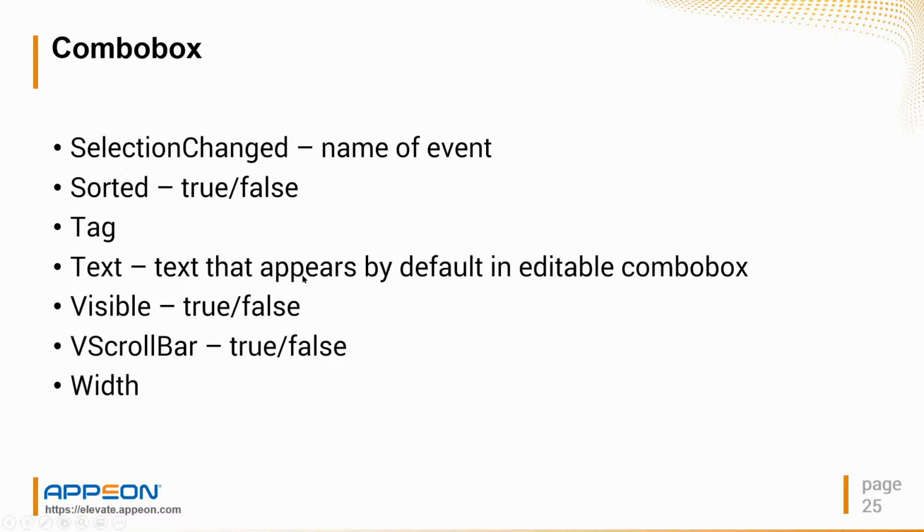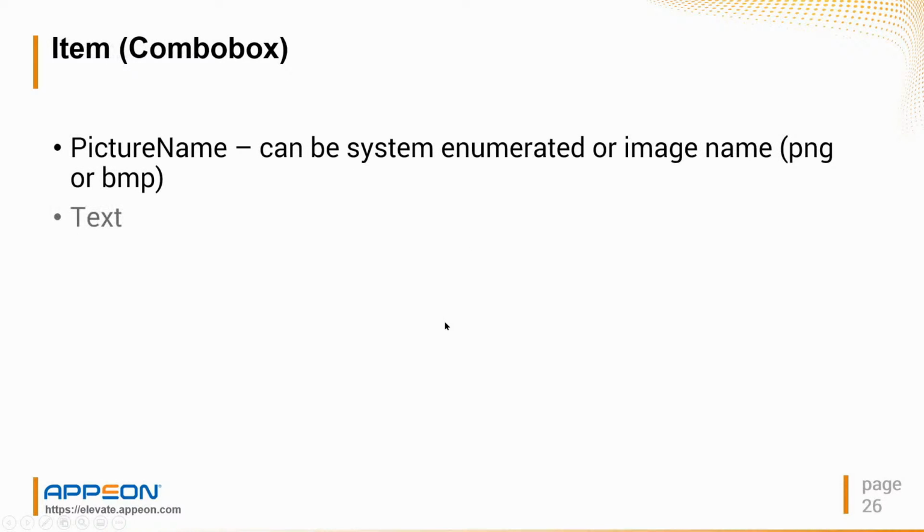Tag and text. What the text property here means is that it only has any effect at all if the combo box is editable. If it's not editable, it doesn't do anything. If it is editable, that's the text that appears by default in the combo box. Visible true false, vertical scroll bar, pretty standard stuff, and the width. Okay, so these are the items within the combo box, and there's really just two properties. There's the text, and then there's a picture name.